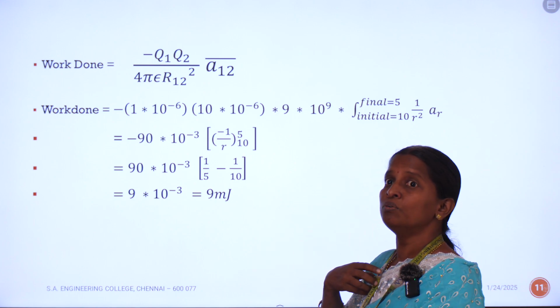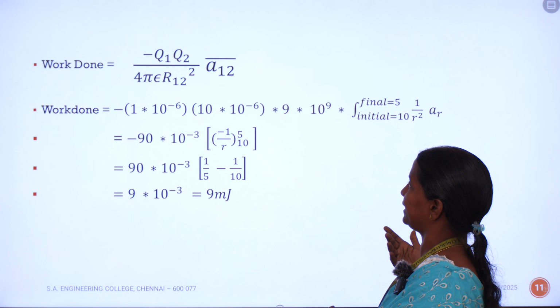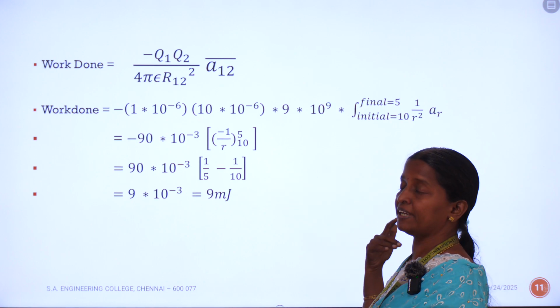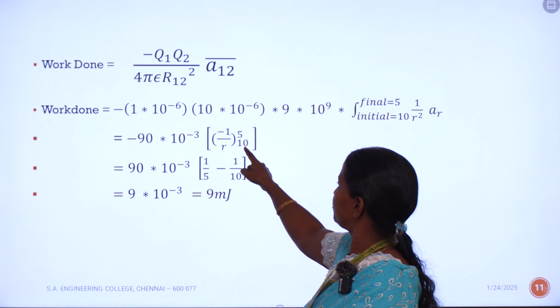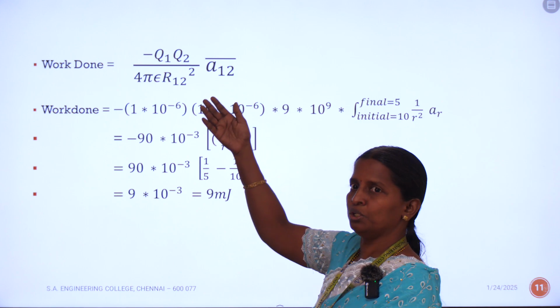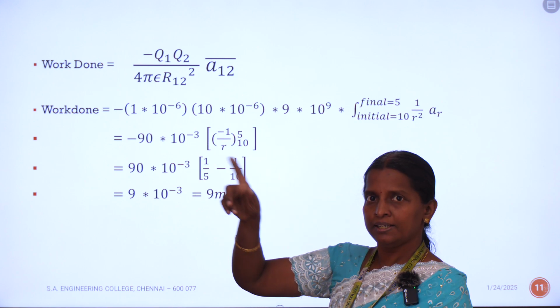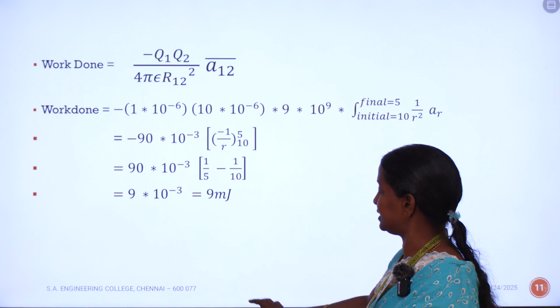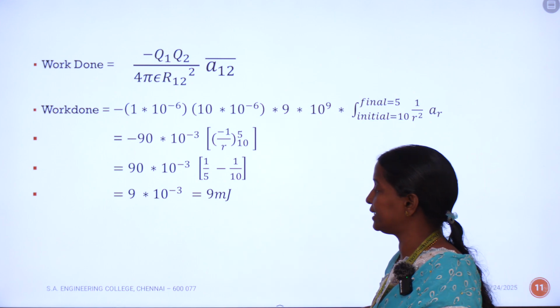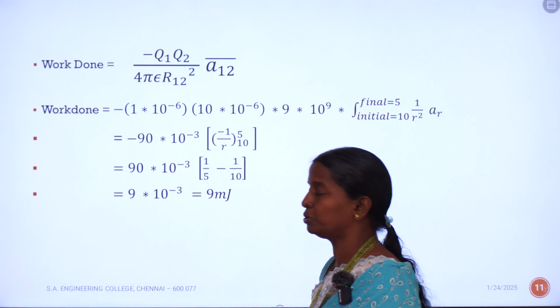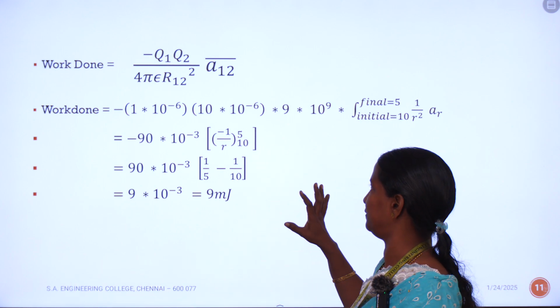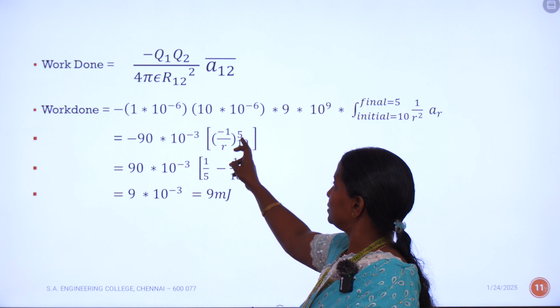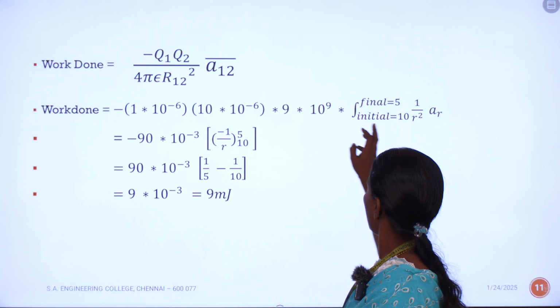Work done is from the initial position to the final position. That is from 10, 0, 0. What is the distance from the origin? 10 only, so take it as 10. What is the final position? I have to place it at 5, 0, 0. Now what is the final distance between the Q1 and Q2? 5, in general we know that. So the limits are from 10 to 5 and I have to integrate.